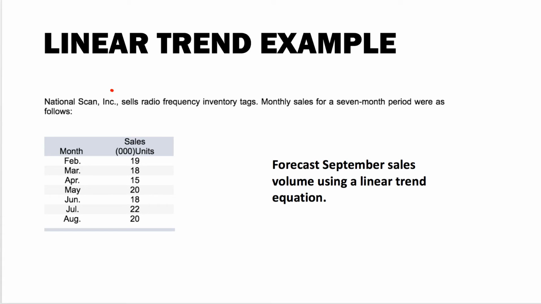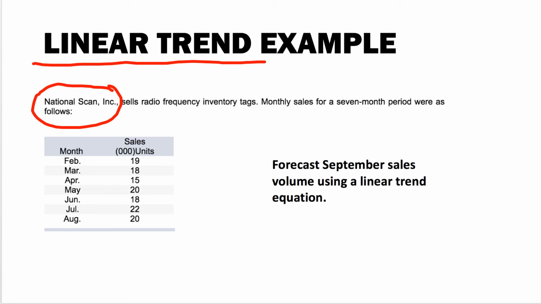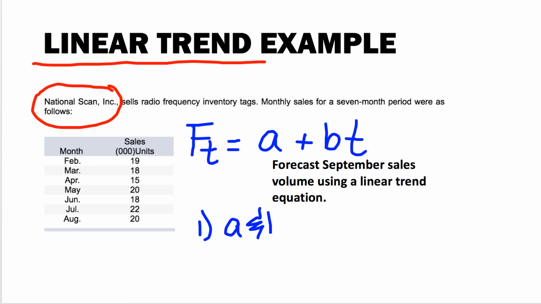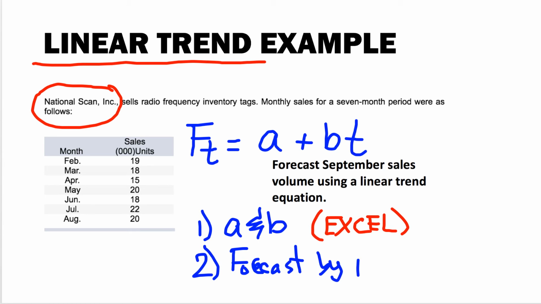Once again, let's look at our national scan example to demo using Excel to solve a linear trend problem. The question states, forecast September sales using a linear trend equation. When given a question like this, the first thing I would do would be to write out the appropriate equation. Once you have identified the right equation to guide you, you will notice that the first thing you need to do is to determine A and B, which, like I said earlier, we'll be doing using Excel. And then we can forecast for September by plugging in t. Let's look at this in action.